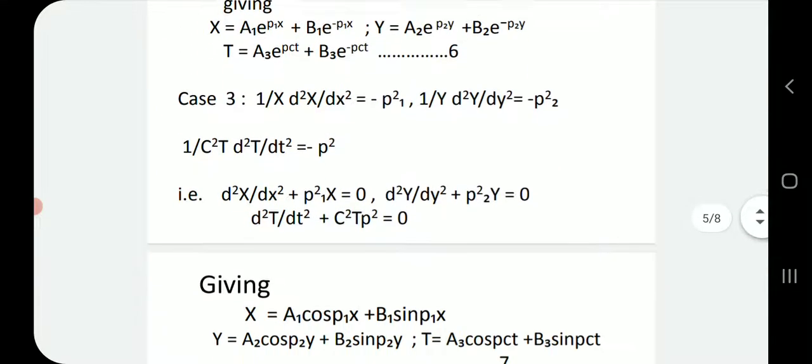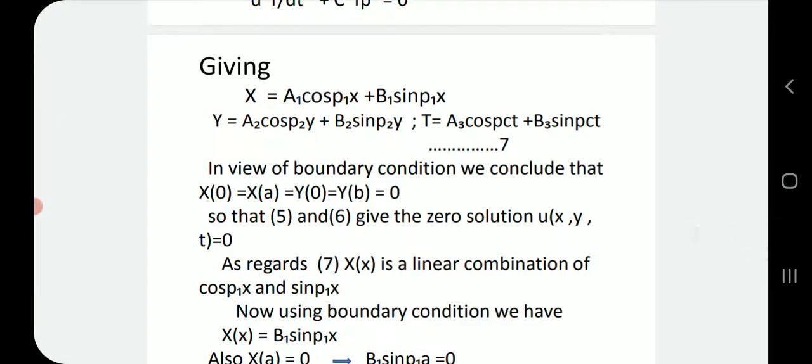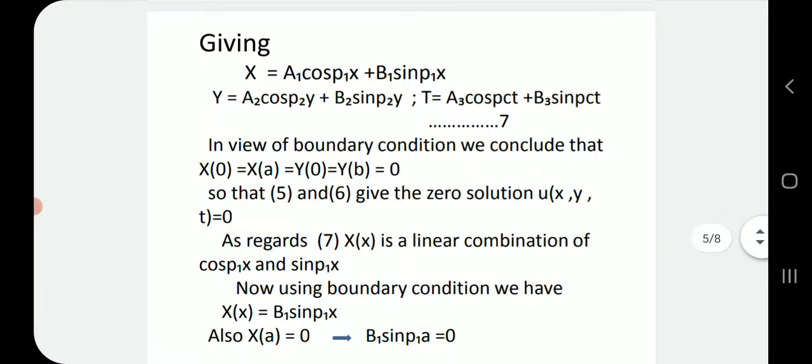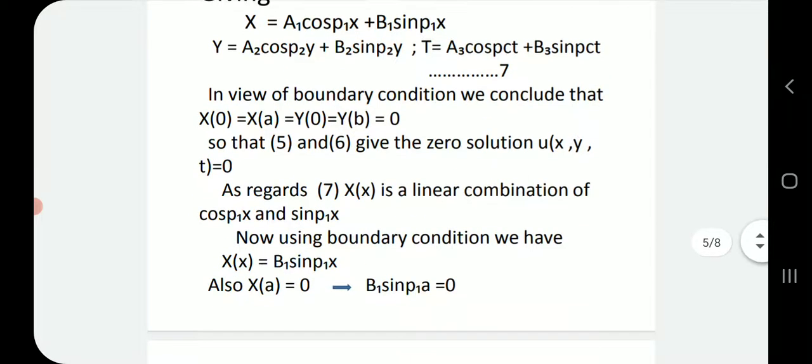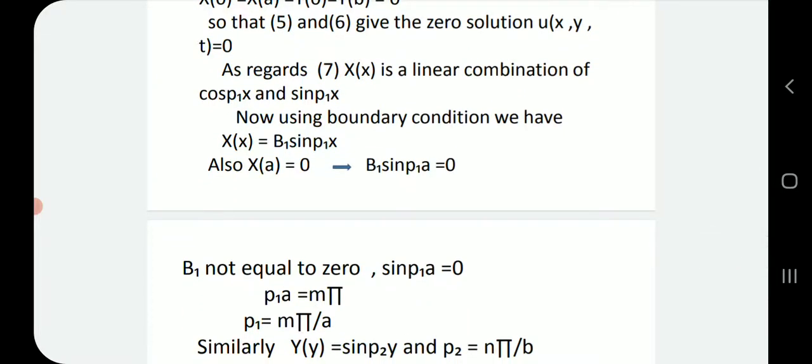Now we apply the boundary condition on equation 7. Now X is a linear combination of cos p1x and sin p1x. When we apply x equal to 0 on equation 7, cos 0 is equal to 1 plus sin 0 is equal to 0. So the value of a1 will come out as 0. Now we apply x equal to a, so we get b1 sin p1 a equal to 0. Now we cannot take b1 equal to 0, because if it is 0, then this becomes the trivial solution.